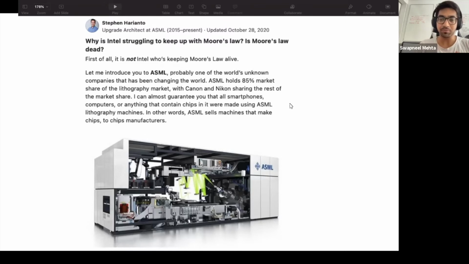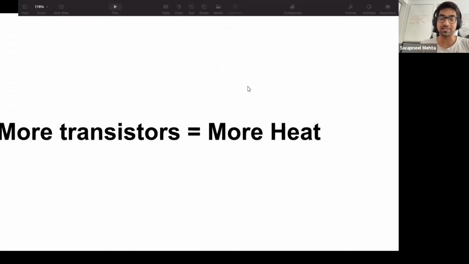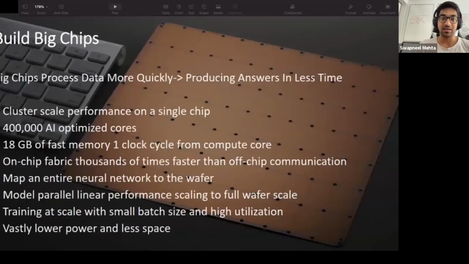And so one of the things you realize is more transistors is equal to more heat. So the smaller you build chips, it doesn't necessarily mean more performance. You still have to work on cooling and all of these things that have to do with data transfer between the chip. And so I'm quickly going to give you the punchline of this.